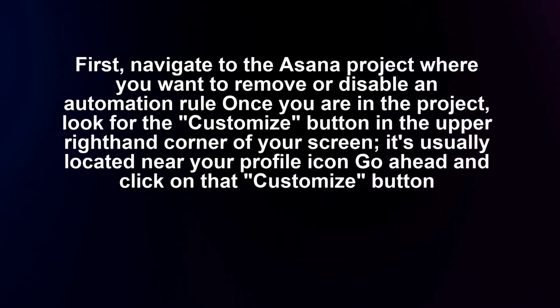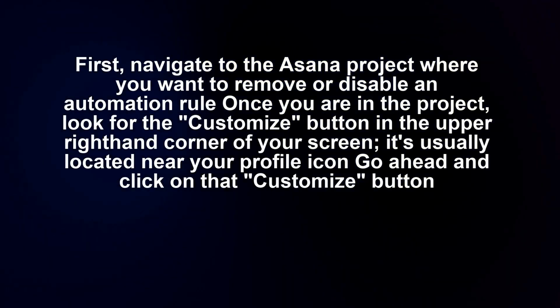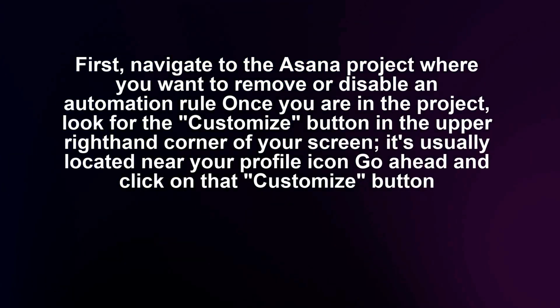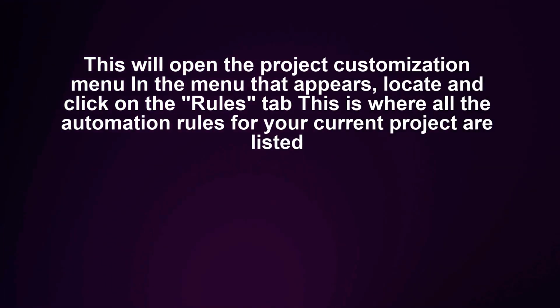Once you are in the project, look for the Customize button in the upper right-hand corner of your screen. It's usually located near your profile icon. Go ahead and click on that Customize button. This will open the project customization menu.